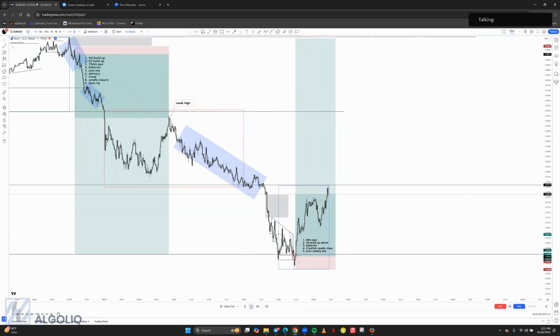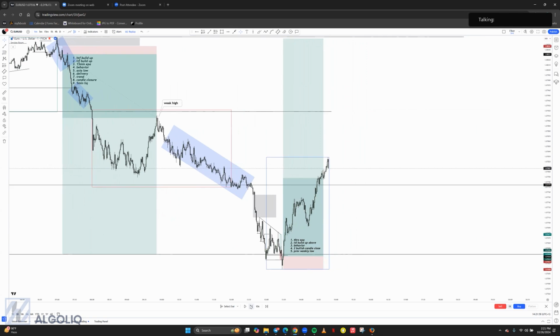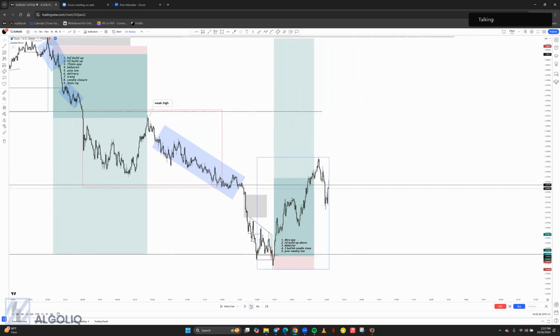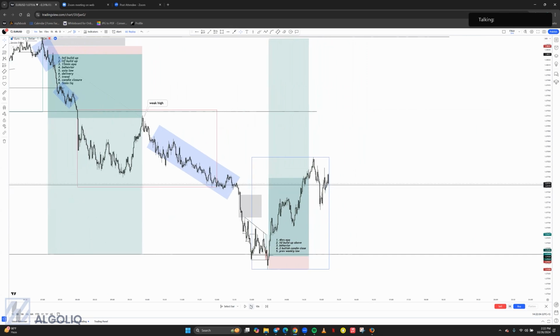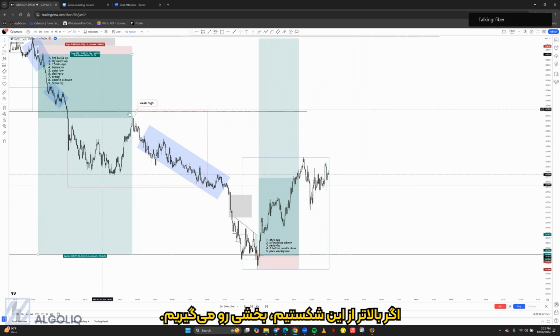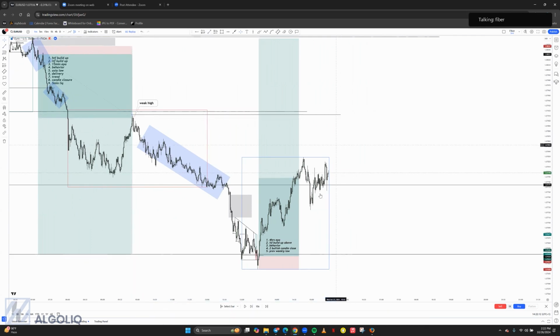Right? So let's see. If we break above this, we take partial. Then take 50% and allow the rest to run.